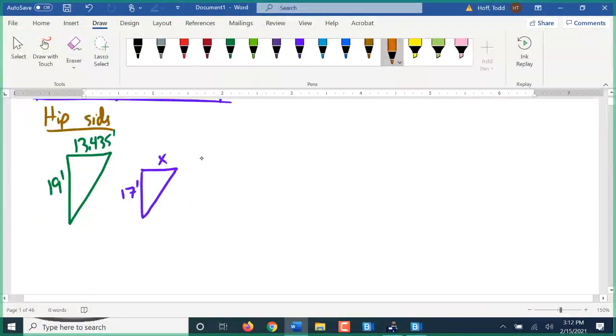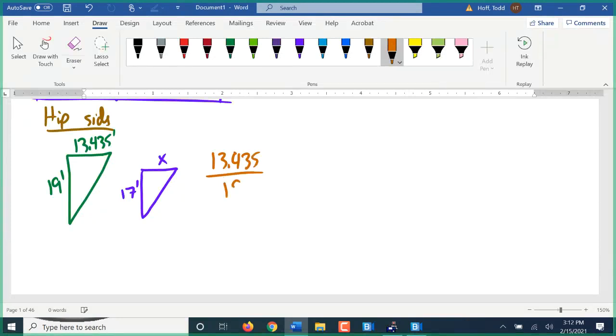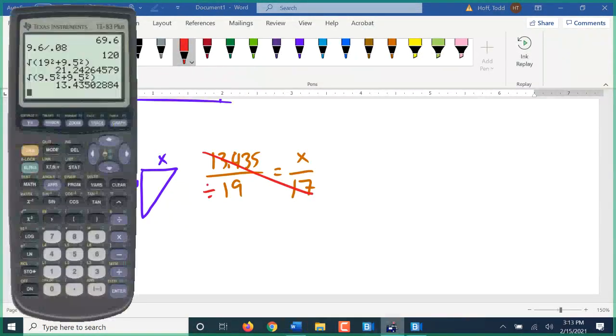Well, I'm going to set up my proportion, which is going to be what? 19. That's 17. Okay, so I can set it up either way. I can either do the 13.435 over 19, or I can do the 13.435 over x. It'll work either way. Then you've got to have the 17 going with the 19. So this will work. So I cross multiply and divide. 13.435 times 17 divided by 19 is 12.021.